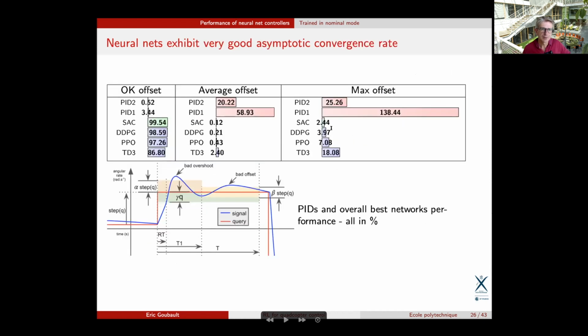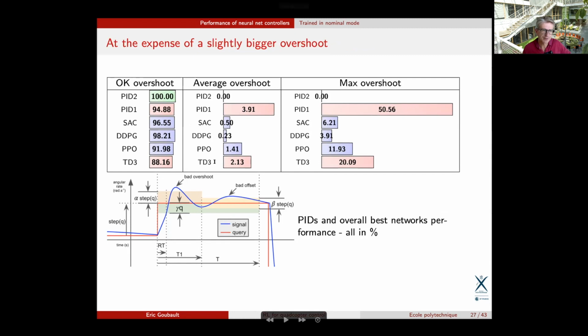For the offset, it's also very good. I mean, much better than the PIDs, all in red, with a large offset, which is possible. For neural nets, it's almost always okay, with an average offset which is very small. So you see that TD3 is not as good as the rest, which is a bit strange actually. It's supposedly a bit better than the old DDPG and a bit less old SAC. We'll discuss that at the end.